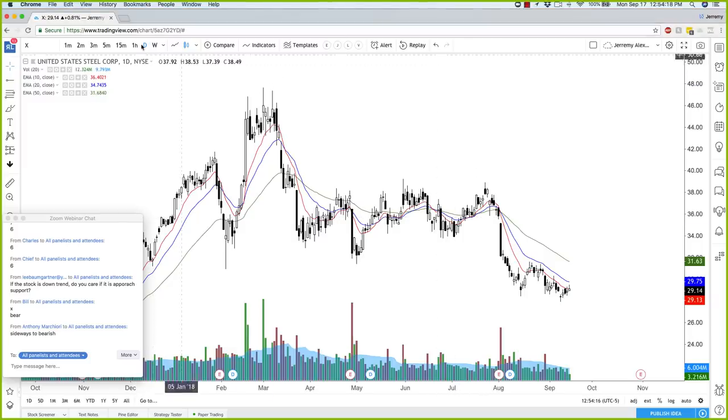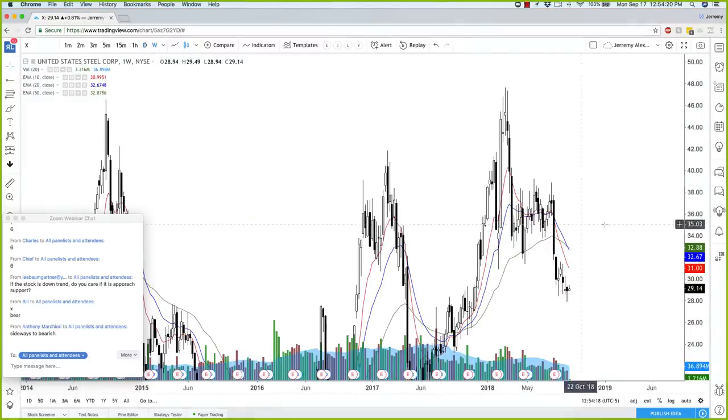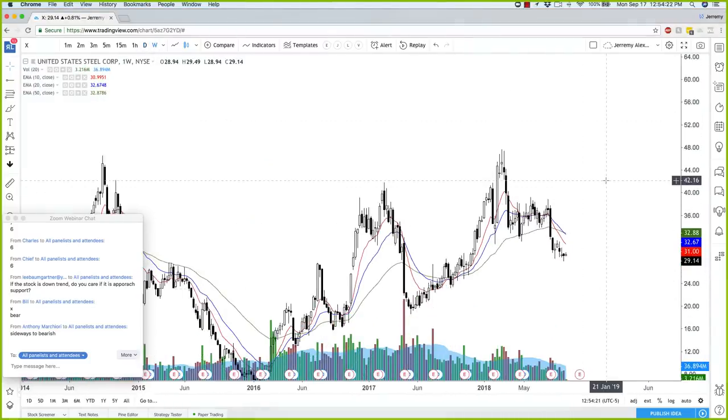And again, if you don't test that, bring up the weekly. What is the weekly? Sideways to bearish. Yeah, it's still sideways to bearish. So a sideways trend doesn't mean you're not going to make money in it. There's plenty of S curves to be found. But if a stock's going sideways, how long do you think you should be in that trade? Not very long. Yeah, because it's going sideways.